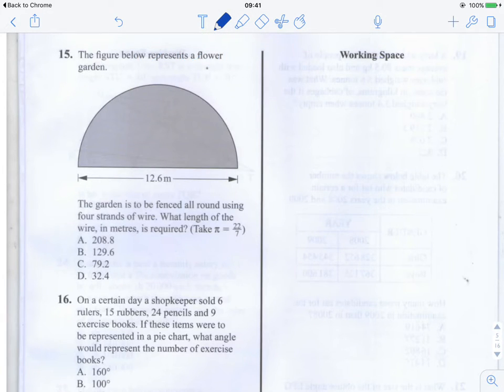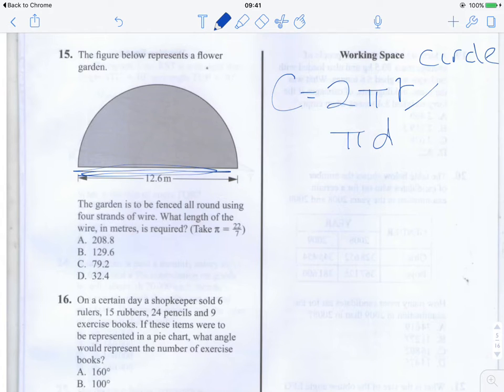So to answer this question, we need to use what we know of circles in general. The circumference of a circle is given by 2 pi r, where r is the radius, or pi d, where d is the diameter of the circle. I'll write C for circumference. So to work out the perimeter of this semicircle, we use this formula for a circle but divide it by 2, and also remember to add on this length here.